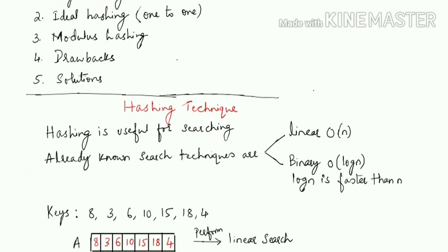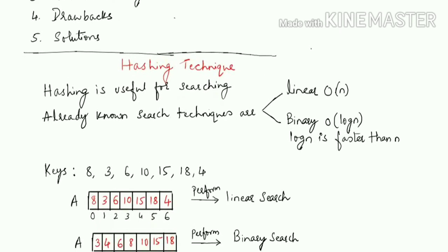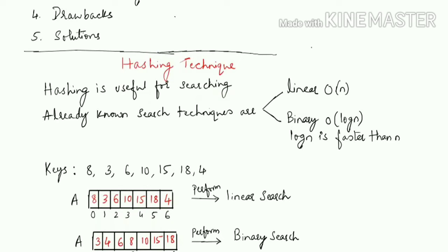So what is the hashing technique? Hashing is useful for searching. For searching we already know a few techniques, which are linear and binary search. Linear search takes a time of order n, and binary search is a bit faster than that, and it takes a time of log n, which is faster than linear search. So basically hashing is used for searching an element in an array.